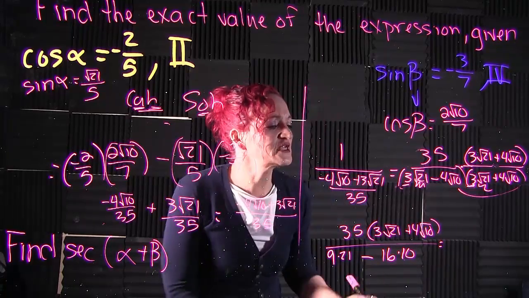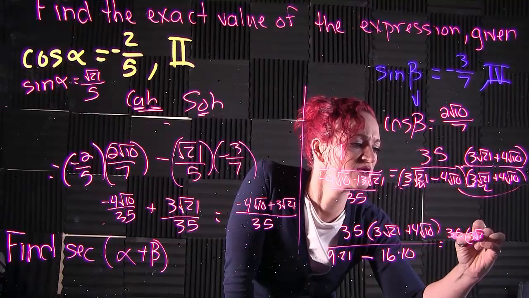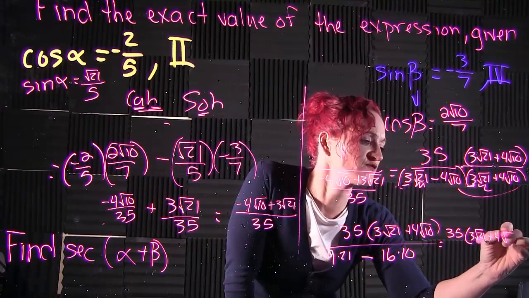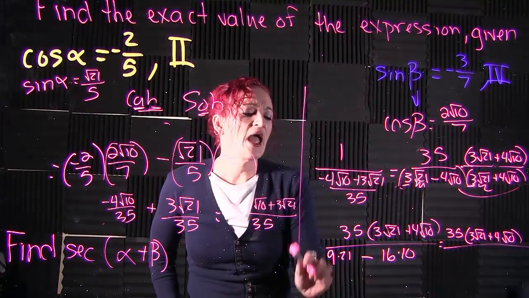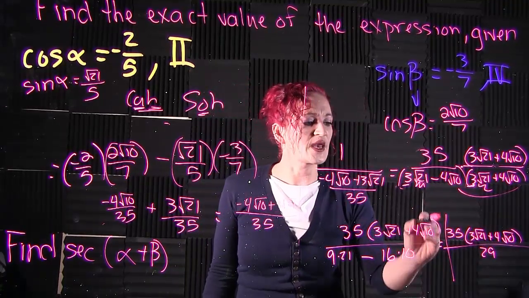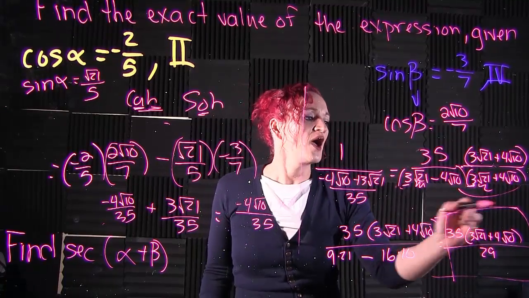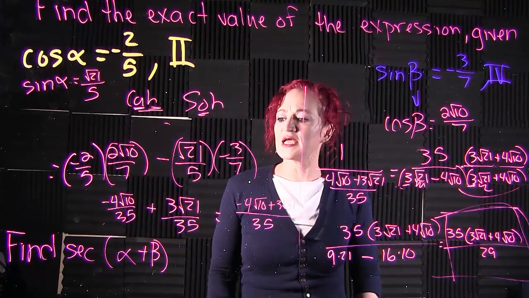When we simplify that denominator, so first let's move over to the numerator, 35 times 3 square roots of 21 plus 4 square roots of 10. And when we calculate this bottom line over here, we are going to be left with a 29. Therefore, leaving us with our solution here for our secant of alpha plus beta.